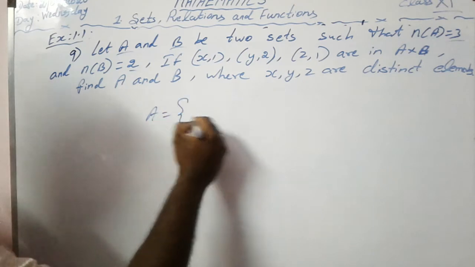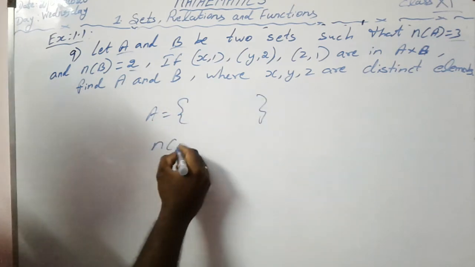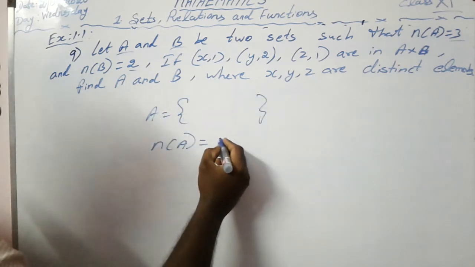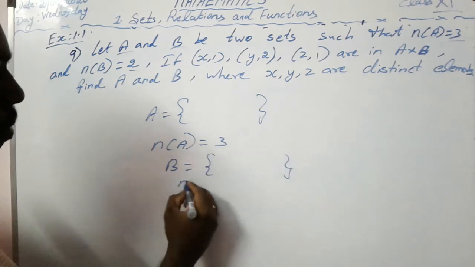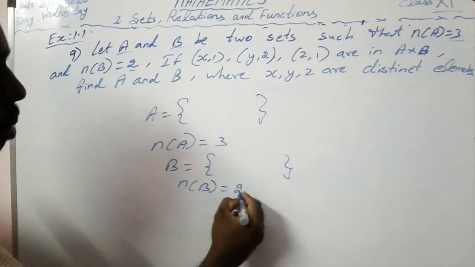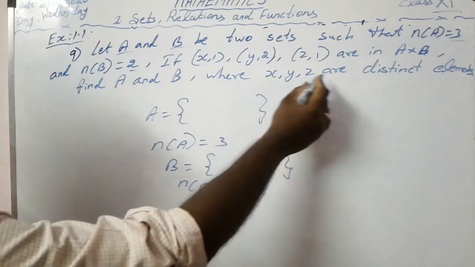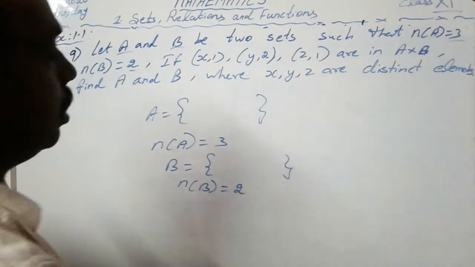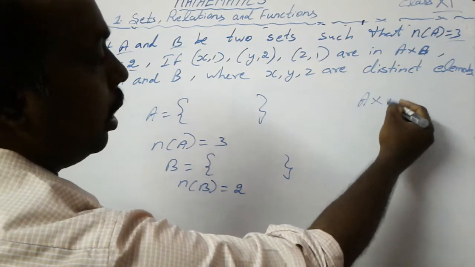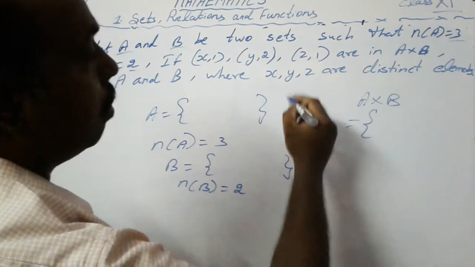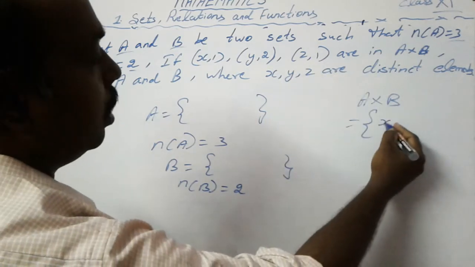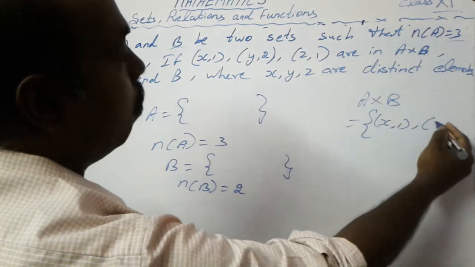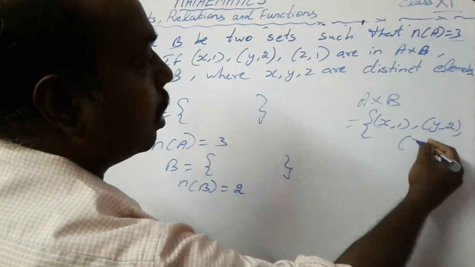A equals, we don't know. n(A) is given as 3 elements. B equals, we don't know. So n(B) equals how many elements? 2 elements. But it is given that x, y, z are distinct elements. Some of the elements of A cross B are given. What are they? (x, 1), (y, 2), (z, 1).